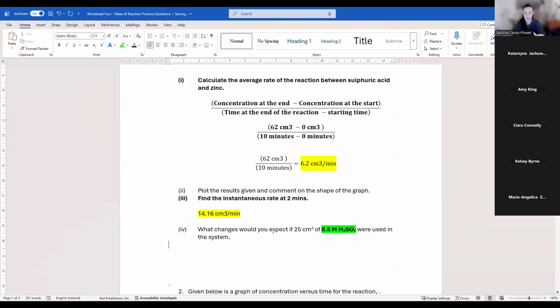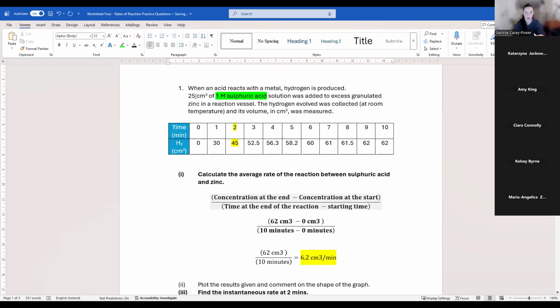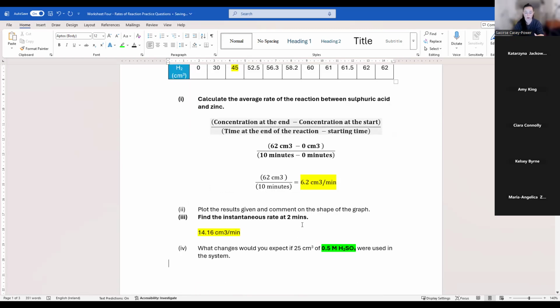Can everyone see where I'm getting that comparison from? Look, 1 molar sulfuric acid is double the concentration of our 0.5 molar here. Does that make sense? Yeah. Yep.